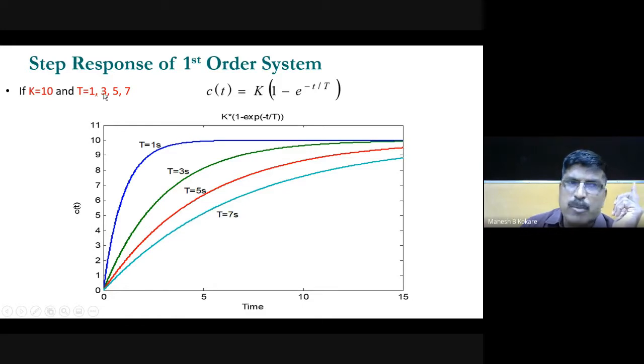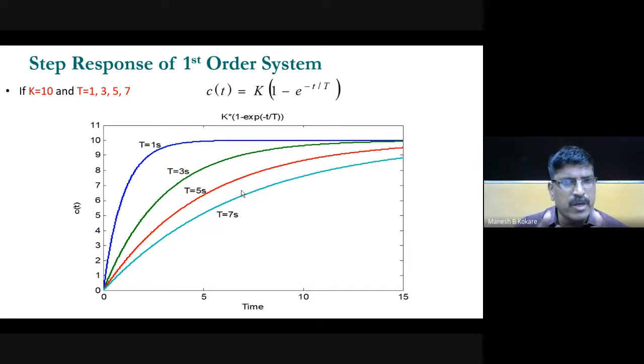As the time constant goes on increasing from 1 to 3, your system becomes sluggish. So it takes a lot of time to reach the desired value. Further, if you increase the time constant to 5 seconds, your system will be more sluggish, and for 7 seconds it will take more than 15 or 20 seconds to reach the final value. So what we can conclude is that if the time constant of the system is small, then the system will be faster. And if the time constant of the system is large, your system will be slower.